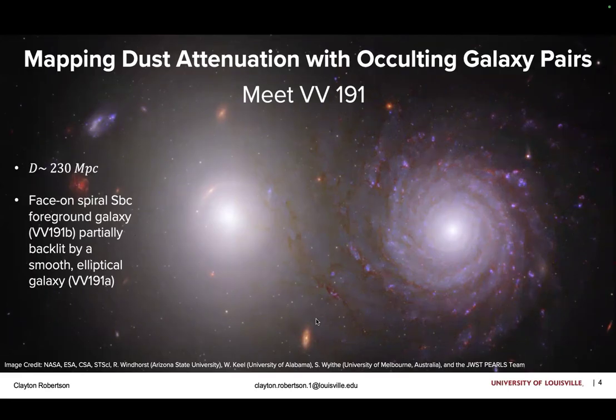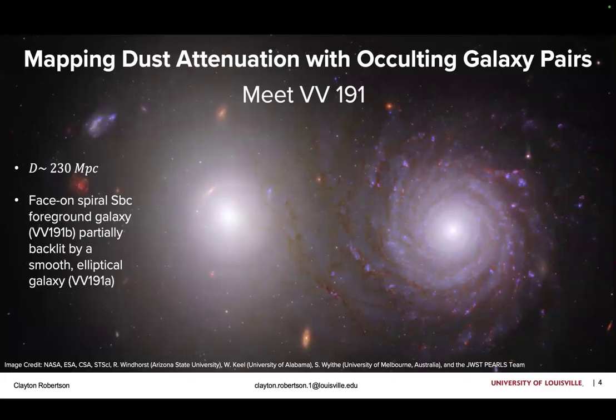This foreground galaxy is an SBC spiral galaxy that is not too dissimilar to the Milky Way, probably a little bit bigger. It allows us to look at this face-on spiral galaxy that is not too far away and allows us to map out the dust structures in the spiral arms in this overlap. So you see right here how these dust structures on the outer spiral arms are being highlighted and backlit by this elliptical galaxy in the background. And so this makes this an ideal geometrical candidate for using occulted galaxy pairs.